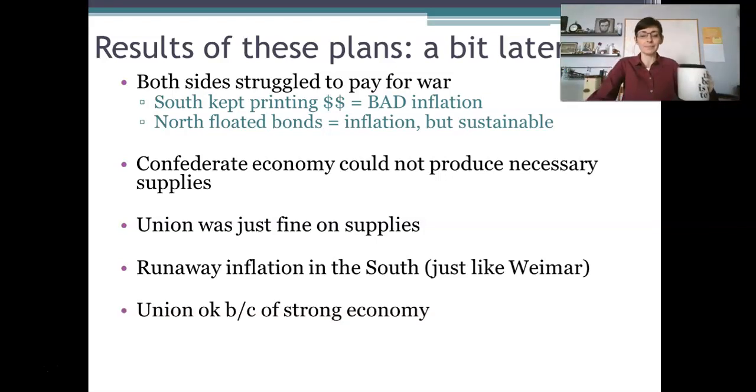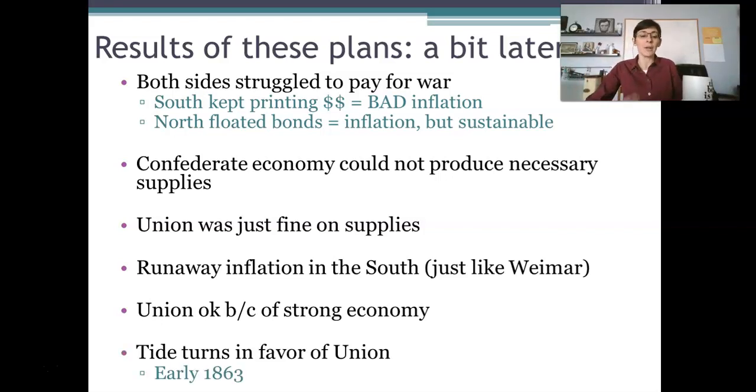Things got that bad. So Union was okay because of a strong economy, and by early 1863, you see the tide start to turn in favor of the Union. This turn would be complete by 1864, and at that point, the South is just sort of treading water, but they're not swimming anymore.